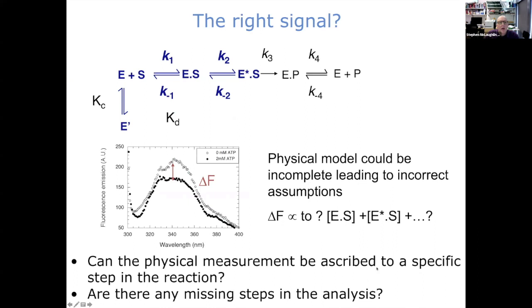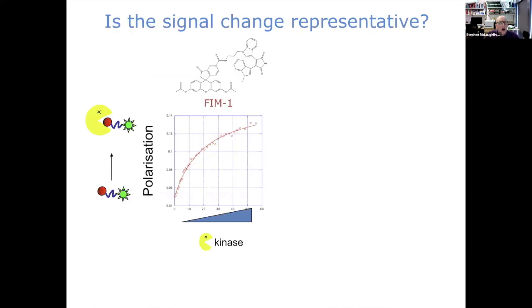Of course, it may be that you've not got the right signal. Let me go back again. It could be that it's not a simple one-to-one binding. Your physical model is actually wrong, and there's all these other steps here. So what is this change in signal actually reporting on? So you always have to think, well, are there missing steps, something else that's actually happening? And is the signal actually representative?